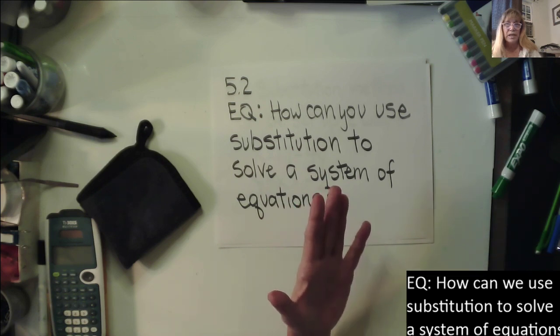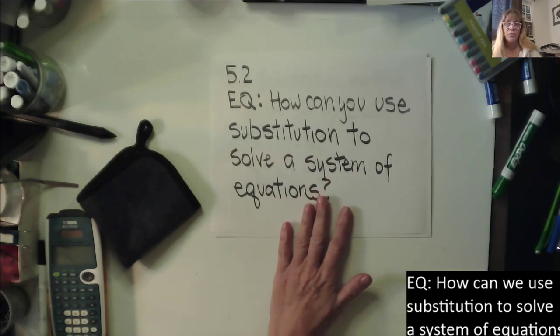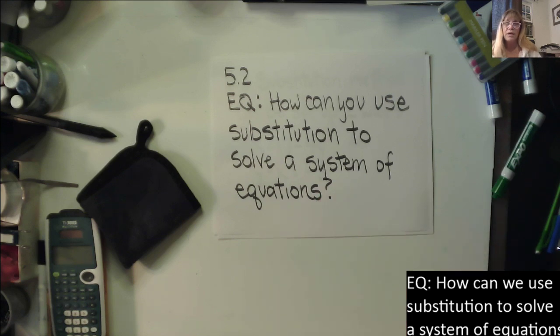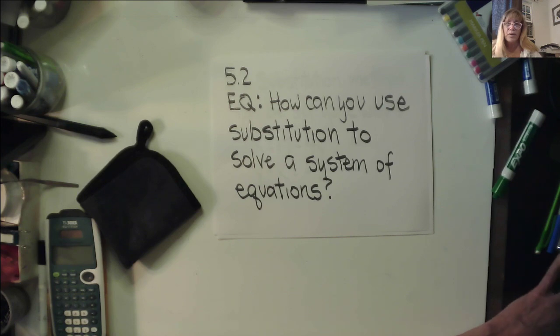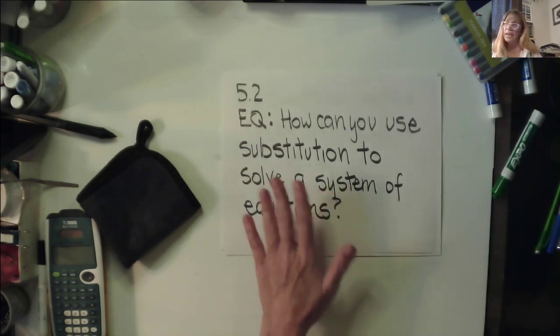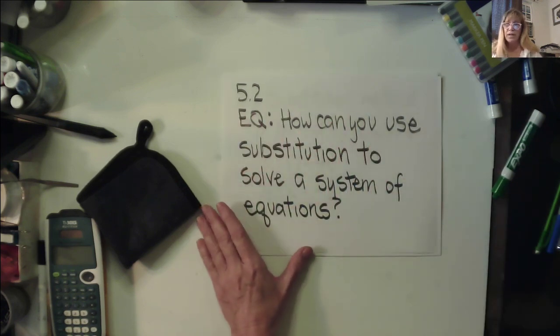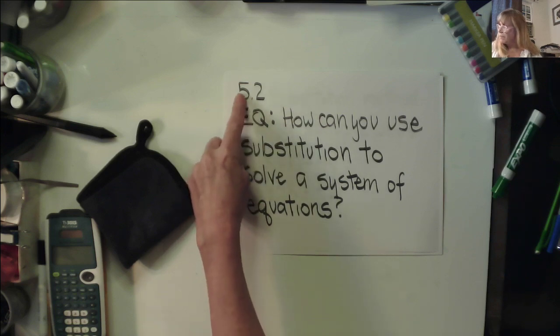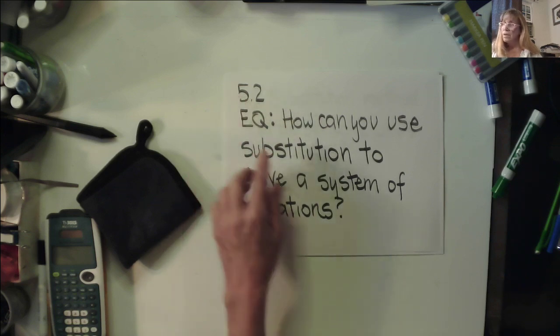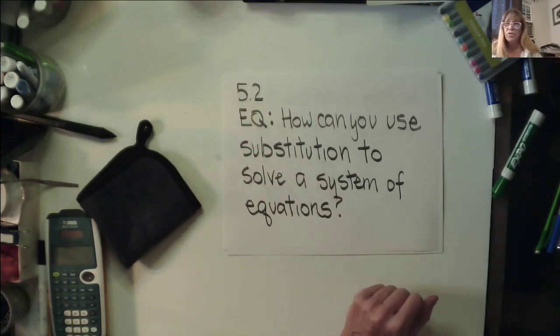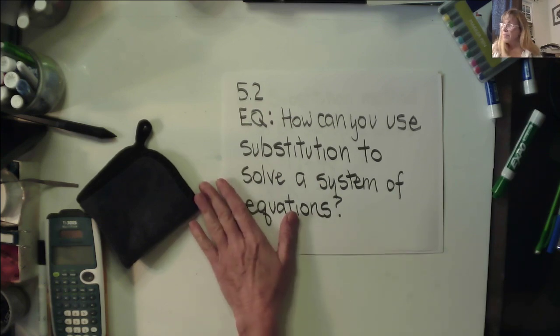If you don't get it, then you can always rewind the video to get it, or pause it while you're writing it down. But now I am going to eliminate it so that it doesn't take away from my space. So again, and I won't do this again, we're in 5.2. How can we use substitution to solve a system of equations?